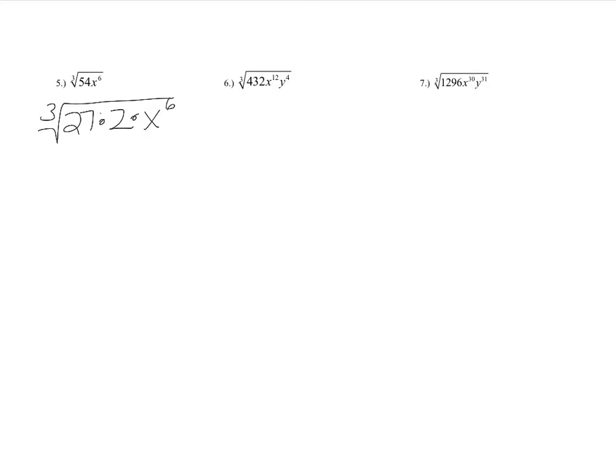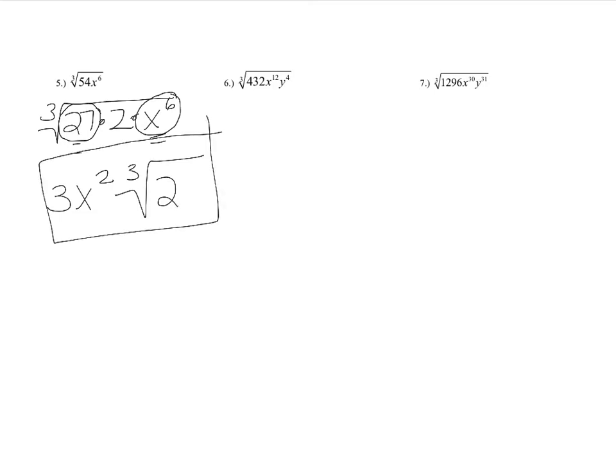And then I'm going to circle my perfect cubes. 27 is a perfect cube. X to the 6th is a perfect cube. The cube root of 27 is 3. The cube root of x to the 6th is x to the 2nd because you're dividing 6 by 3. And then you're left with the cube root of 2 on the inside. See how that works? All right, the next one.